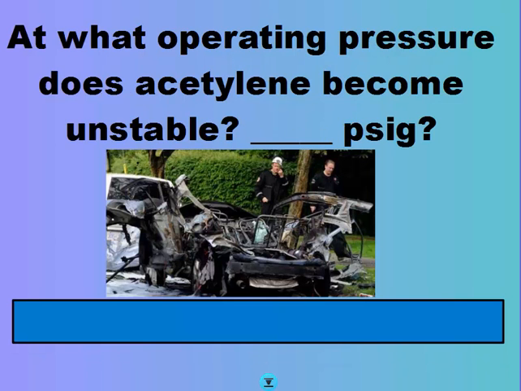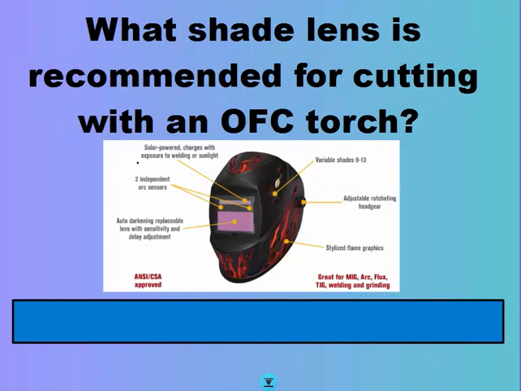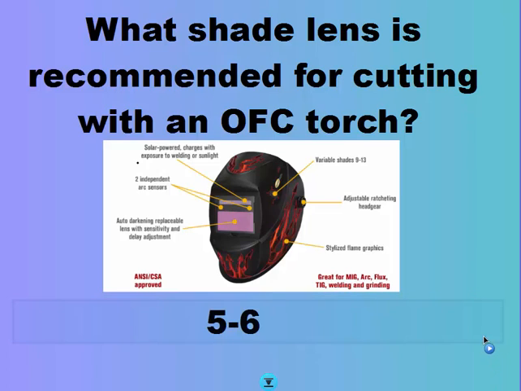At what operating pressure does acetylene become unstable in PSIG? The answer is 15. What shade lens is recommended for cutting with an OFC torch? The answer is 5 to 6.